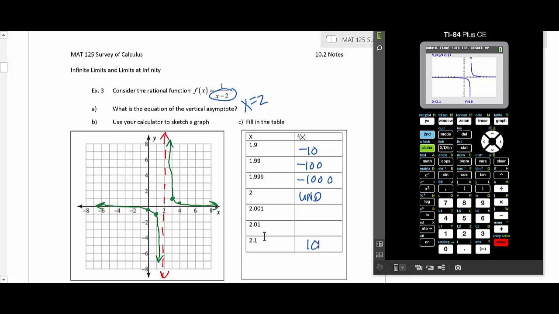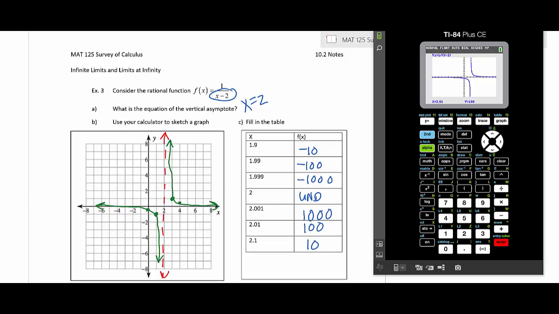Then we're going to close in on the other side. So if I do 2.01, that's going to give 100. And then the next one's going to be 1,000. You kind of predict it. So what's happening as we get closer to 2? What's happening to that graph? It's getting bigger and bigger forever. Okay, that's why it works this way, is asymptotes always work that way.